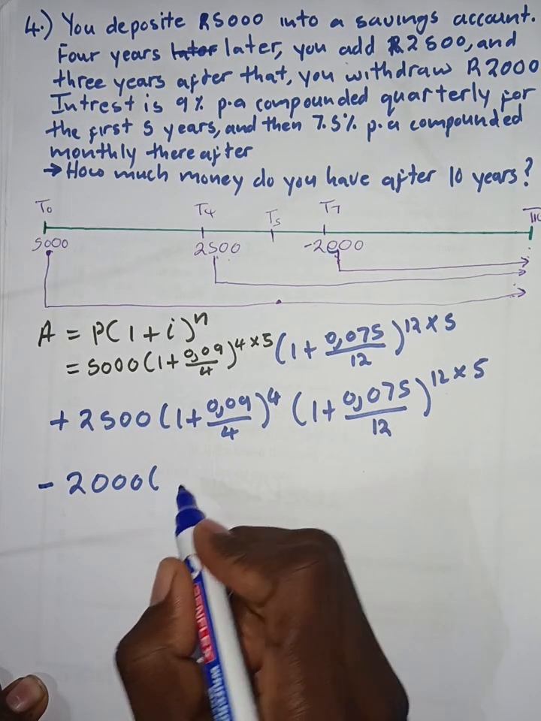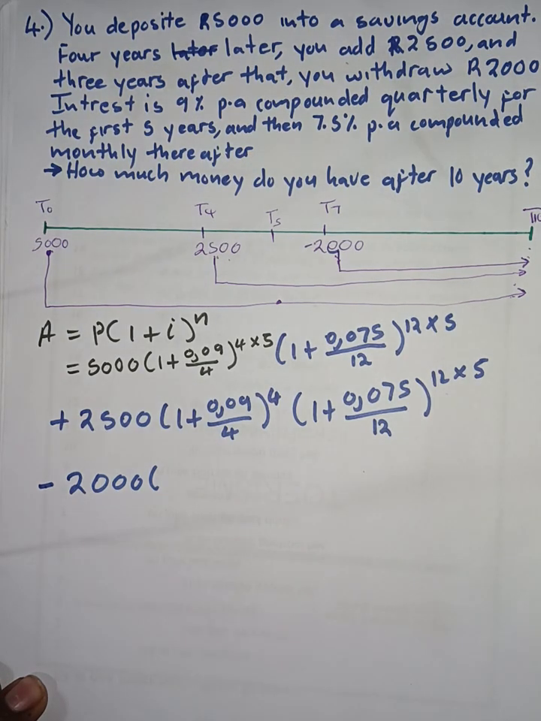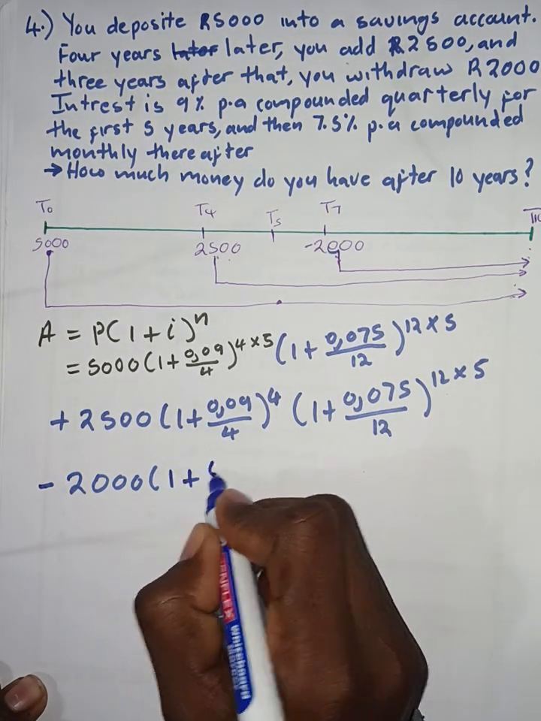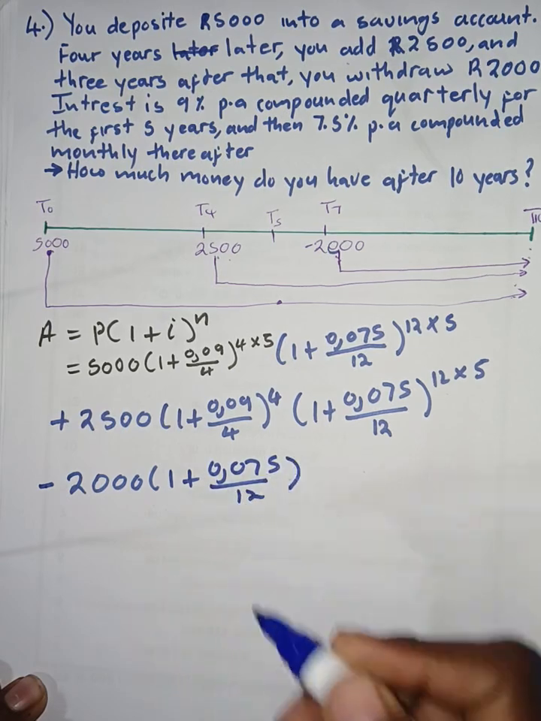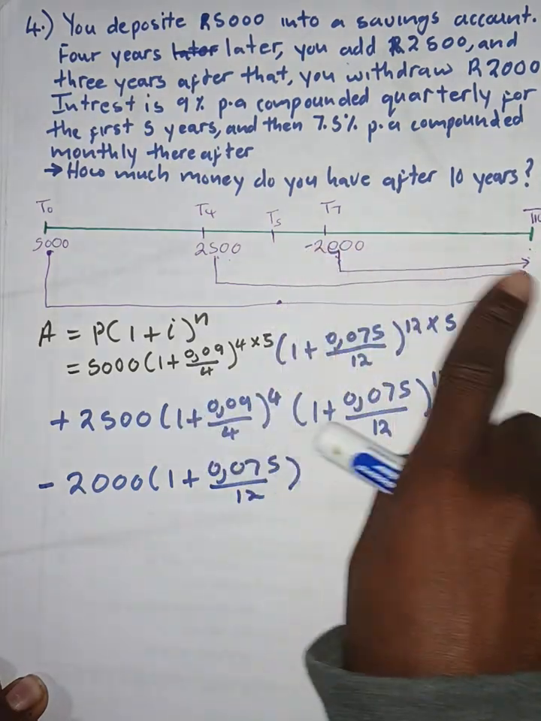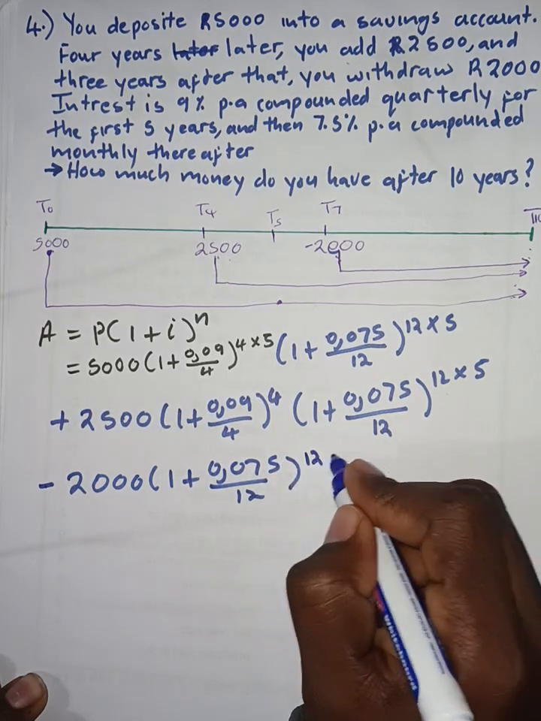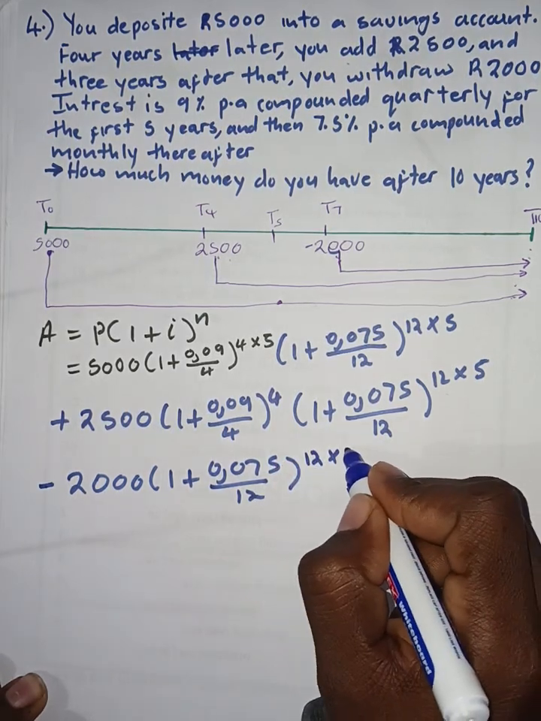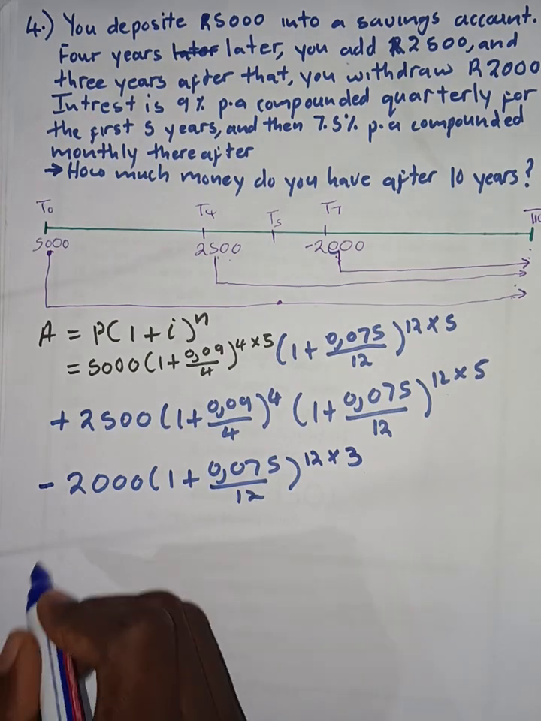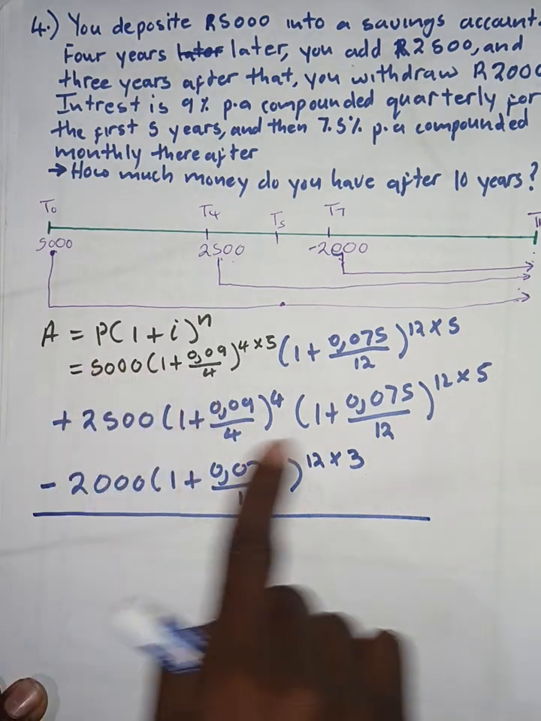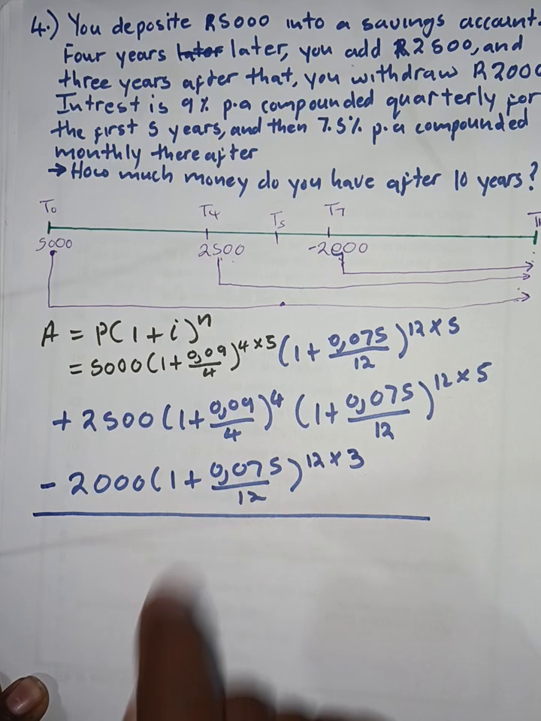So it will only earn an interest of 7.5%. So this would be 1 plus 0.075 divided by 12. But we know that the difference between T10 and T7 would be 3 years. So that would be 12 multiplied by 3. And then I can subtract them or add, whatever I need to do. So in this case, you add this value with the value that you got here.